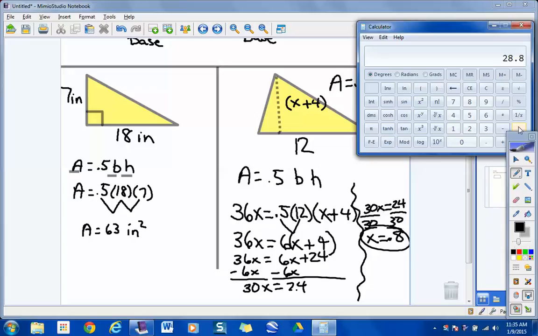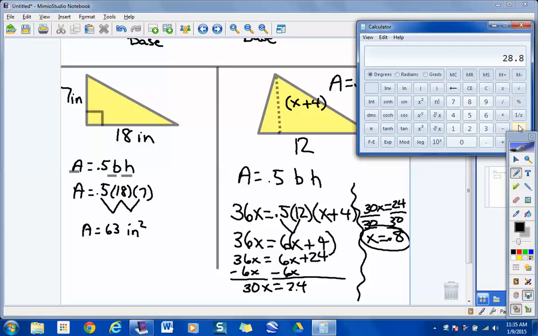How would I find the height right here, guys? 0.8 plus 4. What is that? 4.8, right? Watch this right here. What was the base length? What did we say the height was? If I go 12 times 4.8 times 0.5, oh my goodness gracious me, look what it got me, an area here. What do we get?